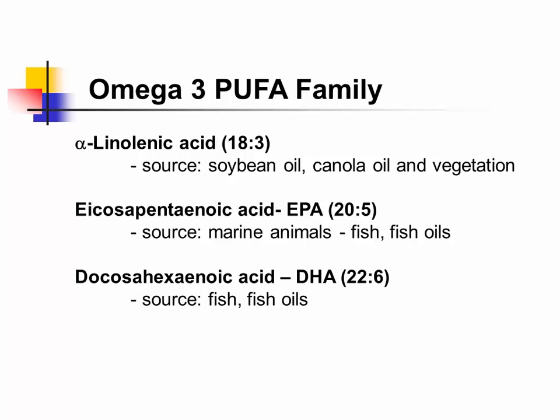So, yeah, the major sources of alpha-linolenic acid are soybean oil, canola oil, and vegetable oil, I think. So the EPA and DHA: although we can synthesize EPA and DHA in the body, they are also very rich in the diet. For example, fish oil is the major source of EPA and DHA.